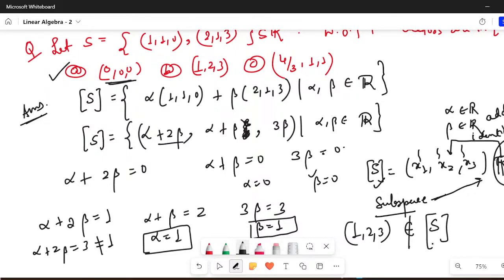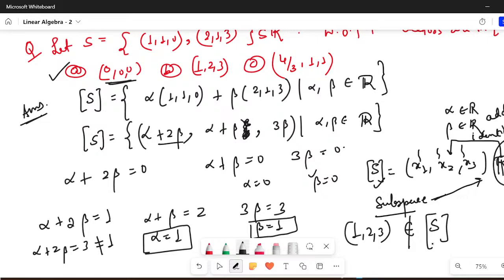It does not belong to the span of S. What is span of S? I'm reiterating. Linear span of S is all the possible linear combinations. Now, when you're making all the possible linear combinations by using these two vectors, that is (1, 1, 0) and (2, 1, 3), the question that is asked is whether this particular span would contain (1, 2, 3).